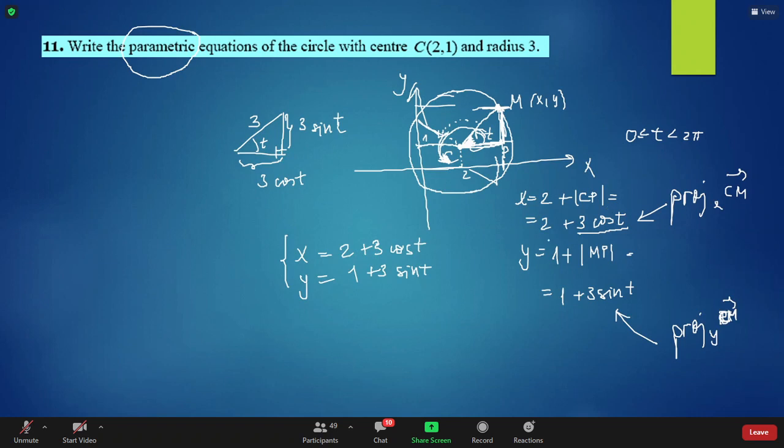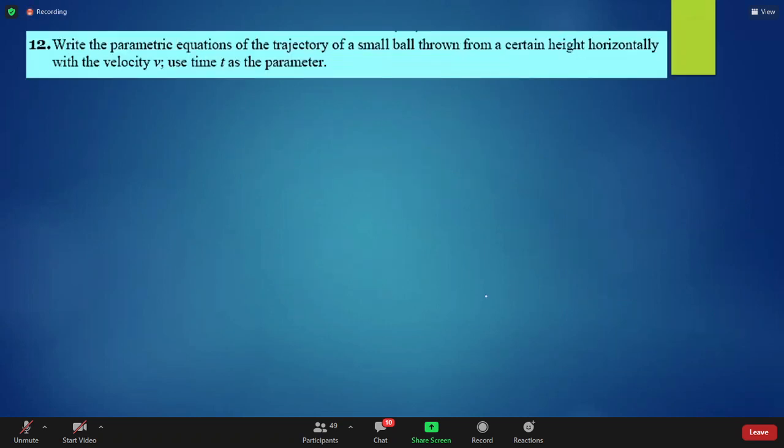And finally, the last one. Parametric equations of the trajectory of a small ball thrown from a certain height horizontally with given velocity v. And we will use time as a parameter. So a little bit of physics, evidently.